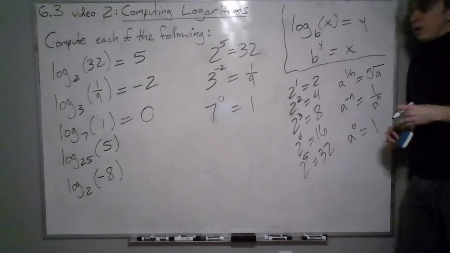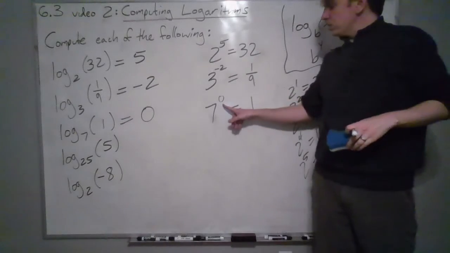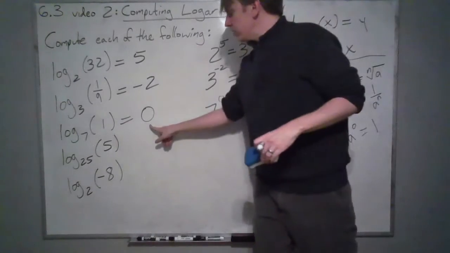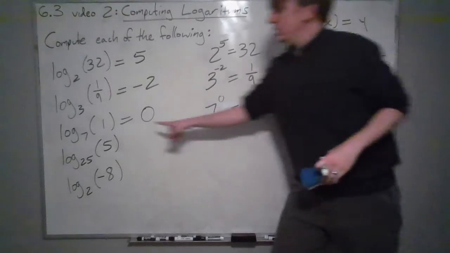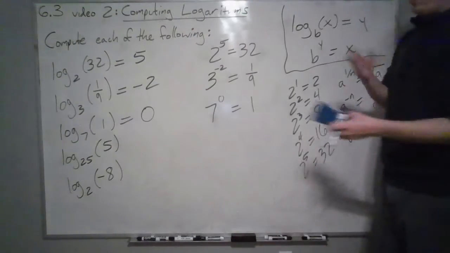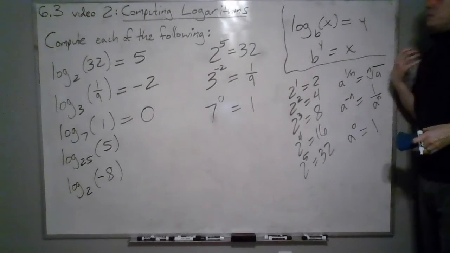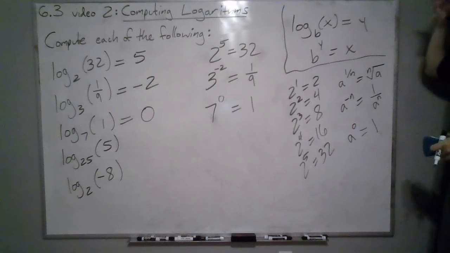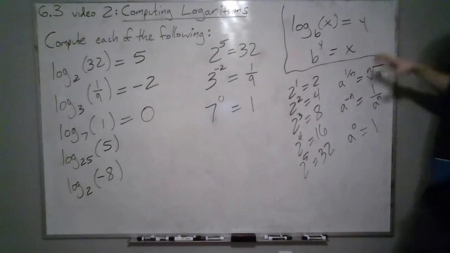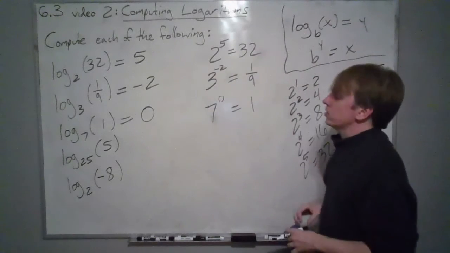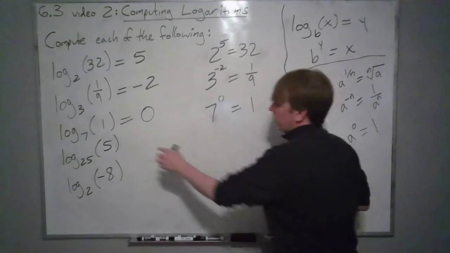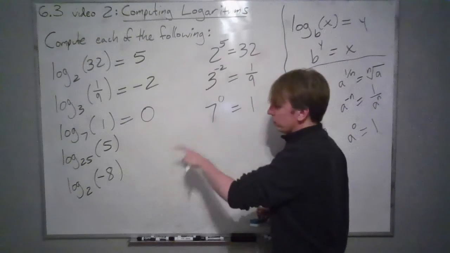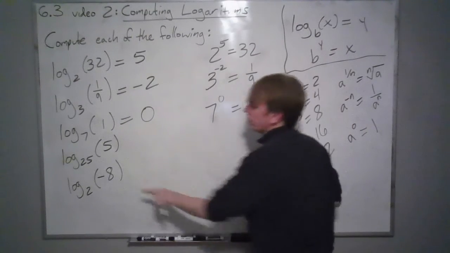So again, keep in mind that the input of a function is the output of its inverse. The output of a function is the input of its inverse. They swap x's and y's. That's another way to think about it. If this whole find the missing exponent isn't making sense to you, you can also think about them as being inverse functions.